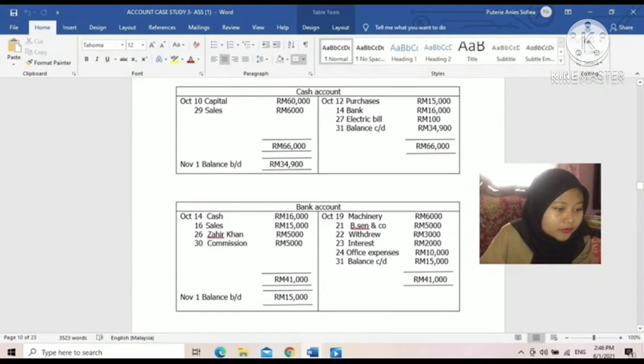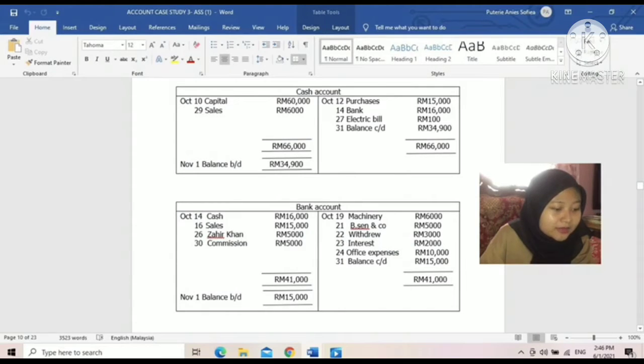Next, in our account, you can see the balance BD and CD. How to get the total balance BD and CD is, for example, in the cash account, we must total the amount in both parts. After that, we will get different amounts. We must make both parts have the same amount. The way is that we must minus both amounts, and the difference we can make as balance CD.